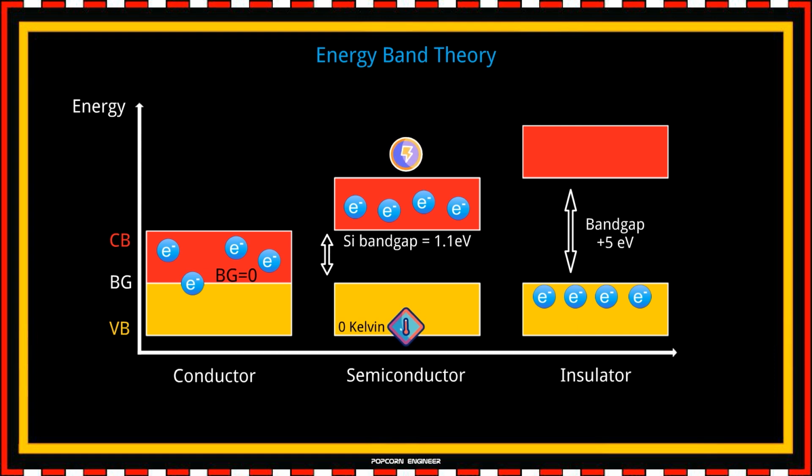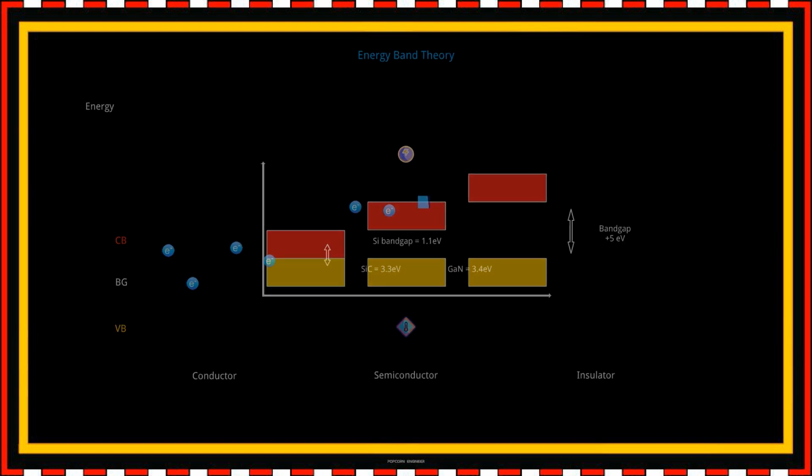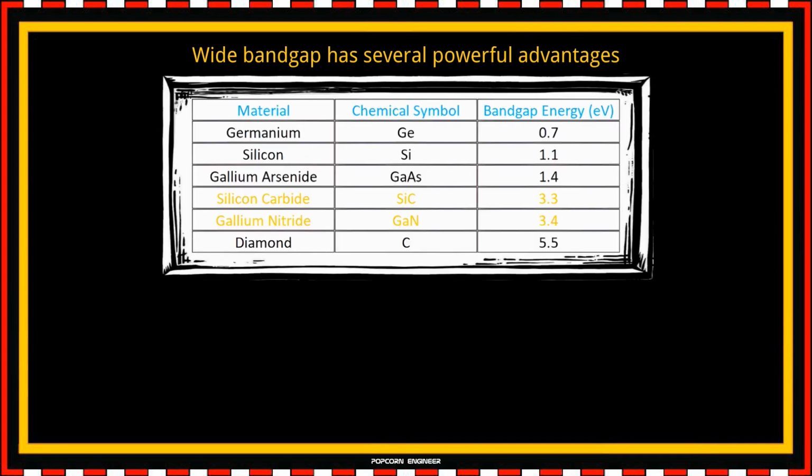Now you might be wondering, where do wide band gap semiconductors fit into all of this? Well, wide band gap materials simply have a larger band gap than traditional semiconductors like silicon. For example, silicon carbide has a band gap of around 3.3 electron volts, and gallium nitride is slightly higher with a band gap of about 3.4 electron volts. So compared to silicon's 1.1 electron volts, that's a big jump.